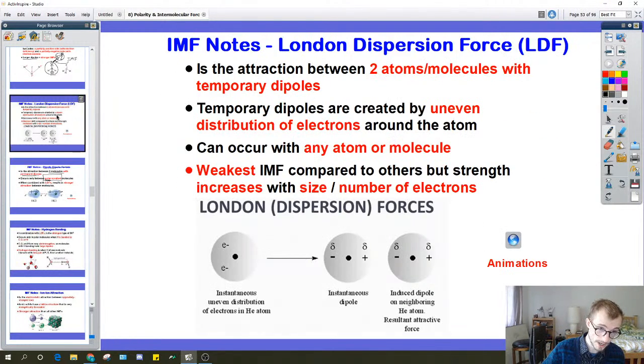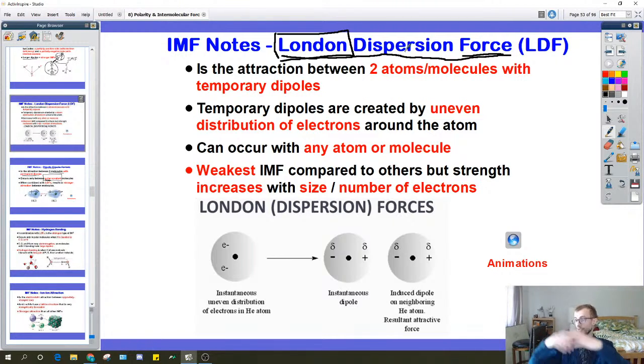Well, that's where this dispersion force comes into play. This is a really fancy long name: London dispersion forces. It's named after a guy whose last name was London, but the main idea is that it's a dispersion force. Force because it's an attraction, and dispersion has to do with the spreading of electrons.